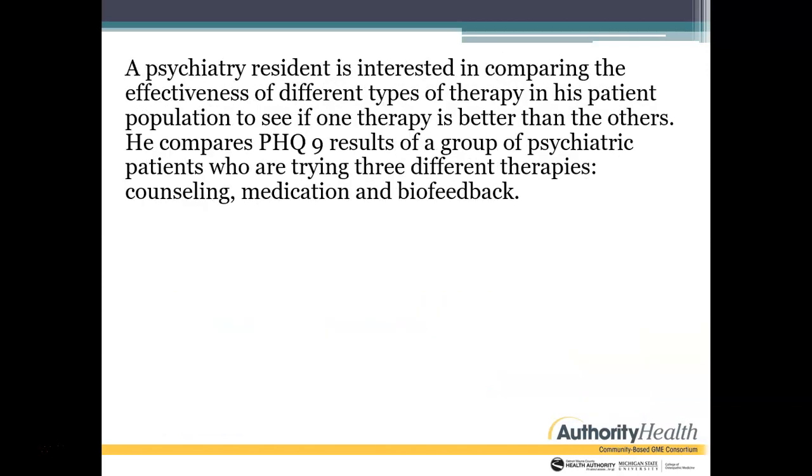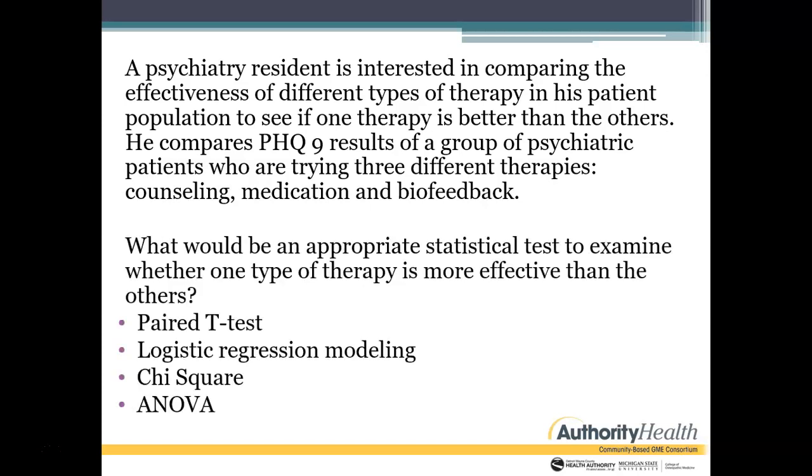All right, we're almost done with the questions. A psychiatry resident is interested in comparing the effectiveness of different types of therapy in his patient population to see if one therapy is better than the other. He compares PHQ-9 results of a group of psychiatric patients who are trying 3 different therapies: counseling, medication, and biofeedback. So the question is, what would be an appropriate statistical test to examine whether one type of therapy is more effective than the others? So he's looking at the mean PHQ-9 results in 3 different groups, actually. One's receiving counseling, one's receiving medication, and one's receiving biofeedback.